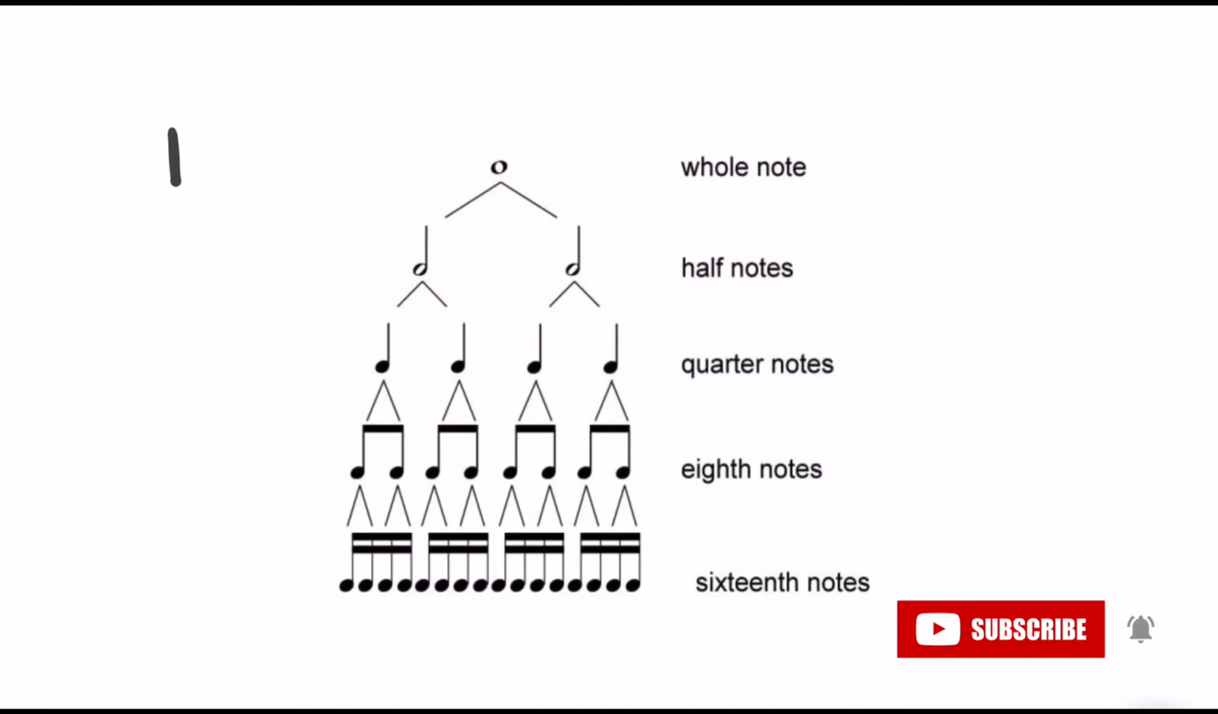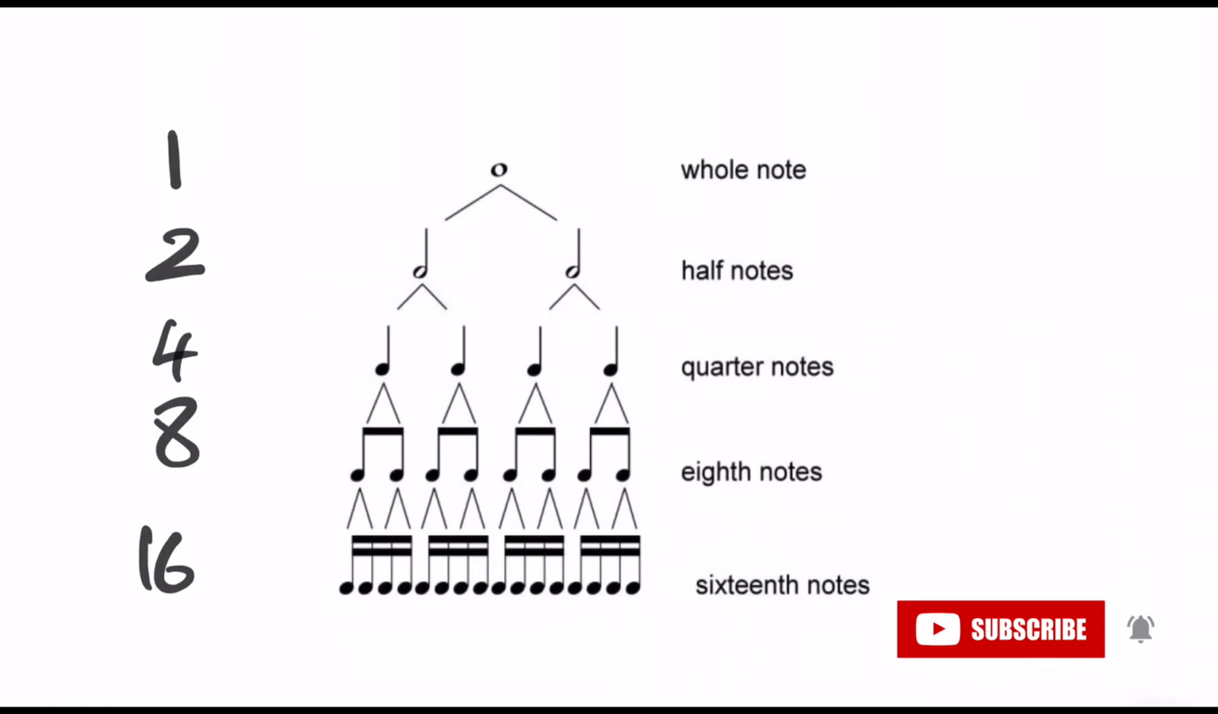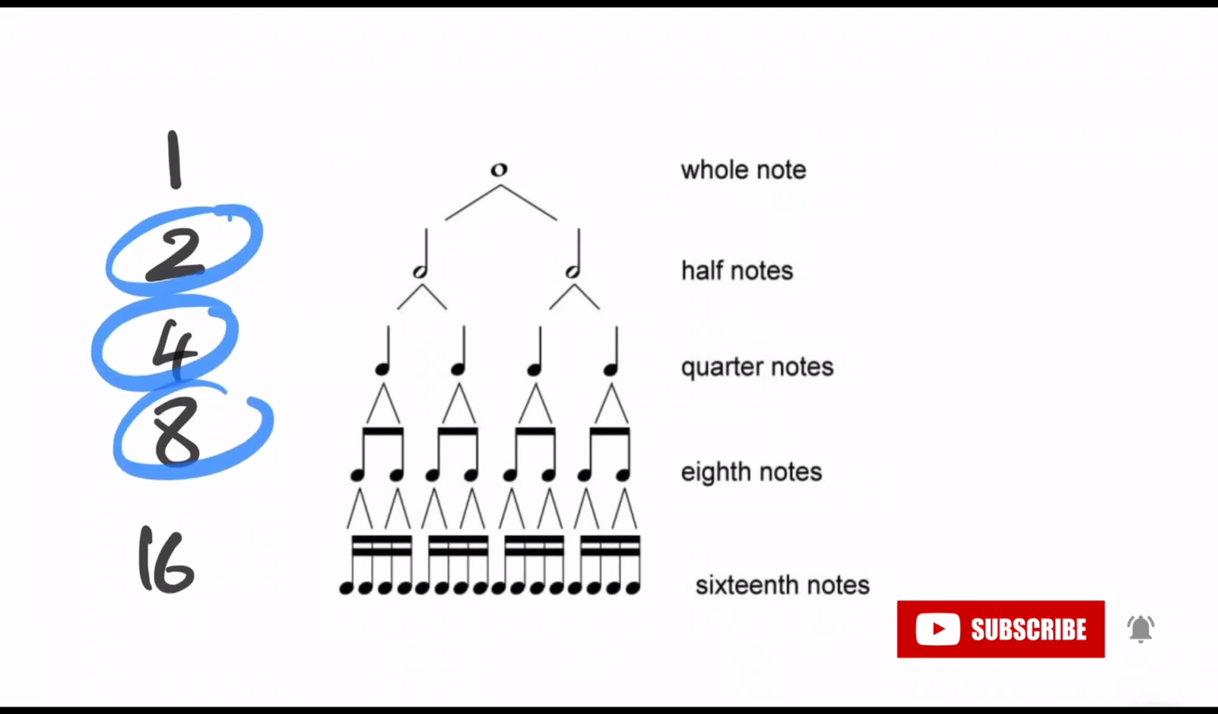So starting at the top here, we have 1 whole note or semibreve, 2 minims or half notes, 4 crotchets or quarter notes, 8 quavers or eighth notes, and 16 sixteenth notes or semiquavers. Of these, we will primarily come across 2, 4, and 8 in our time signatures. Now, this number stands for or represents the number of beats that you see it equate to here. So 2 for minims, 4 for crotchets, and 8 for quavers.